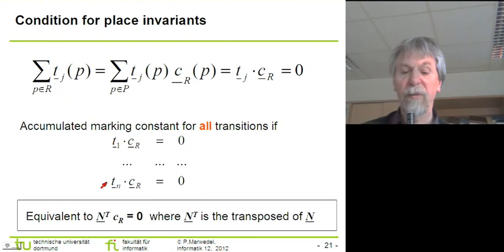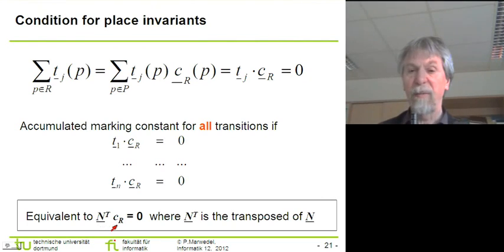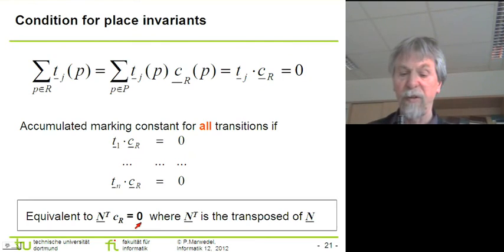Now, this means that we are arriving at a set of equations, and it turns out that these are linear equations where these characteristic vectors are the unknowns. There is a shorthand for this set of linear equations, the shorthand being written down there. The shorthand is that the transposed matrix N underscore times the characteristic vector should be equal to a vector of zeros.